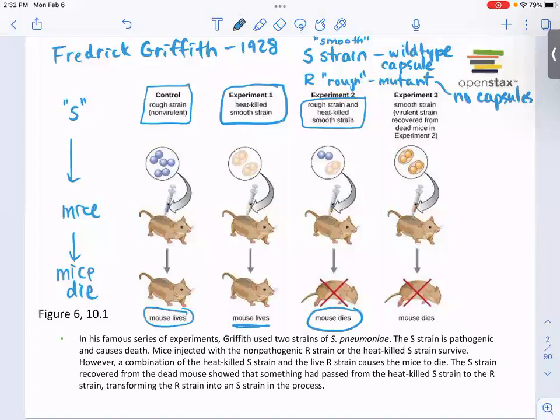So what was going on here? Basically, some of the DNA from that dead smooth strain was able to leave that cell because the cell walls were breaking down, and enter the live rough strain and change that rough strain into now being able to make capsules. Okay, so this was evidence for something that he termed transformation.